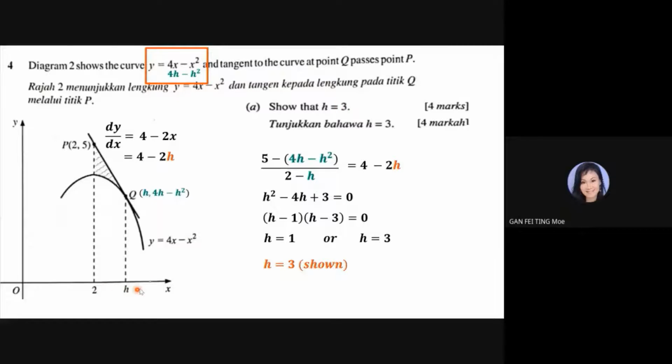H equals 3 is because you place the value of H into the diagram. H is here, so 3 is greater than 2, so 3 will be on the right hand side of 2. Okay, so the other value is 1. 1 is on the left hand side of 1. So 1 is here, because at this point it is something like symmetrical. When I draw a line to cross here, you will see that this is 1 and the Y is having the same value.